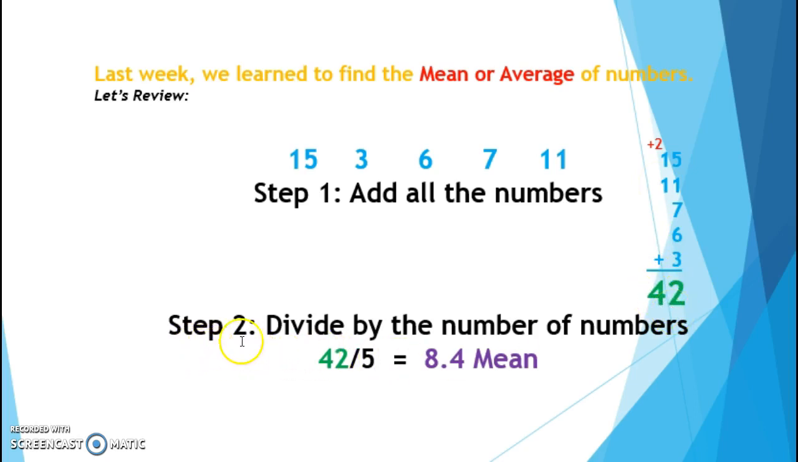Step 2. Divide by the number of numbers. So I'm going to bring my 42 down here, and now I'm going to count how many numbers there were in the problem. 1, 2, 3, 4, 5. 42 divided by 5, because there are 5 numbers, equals 8.4. That is my mean, or average, of all the numbers.